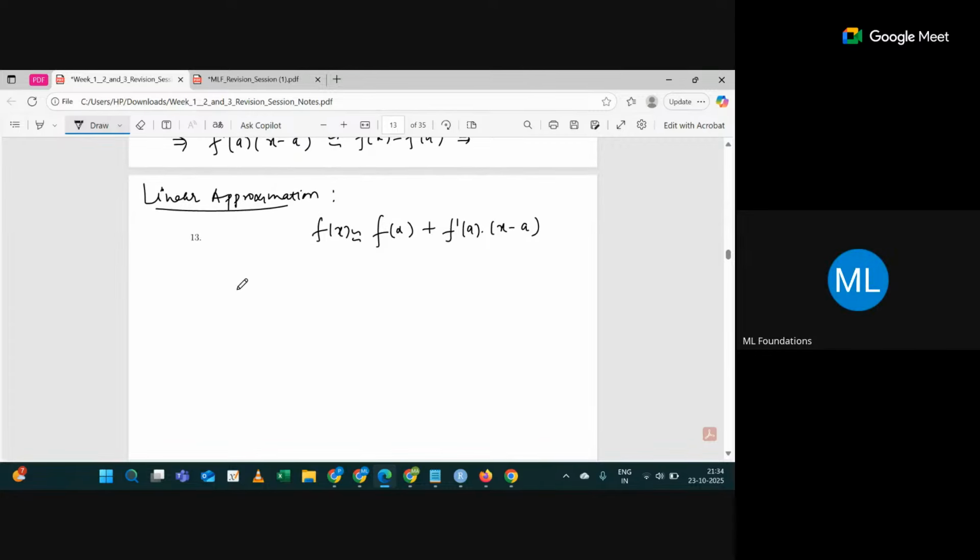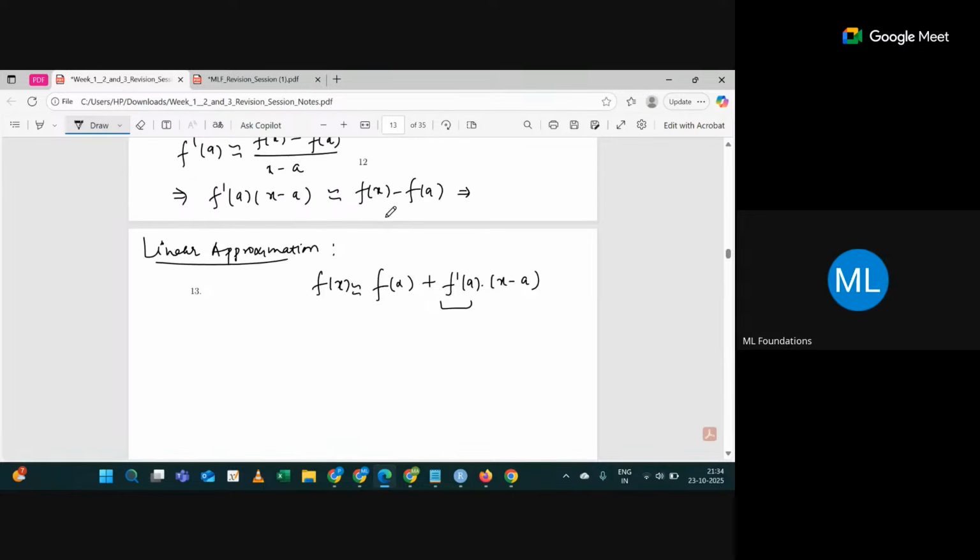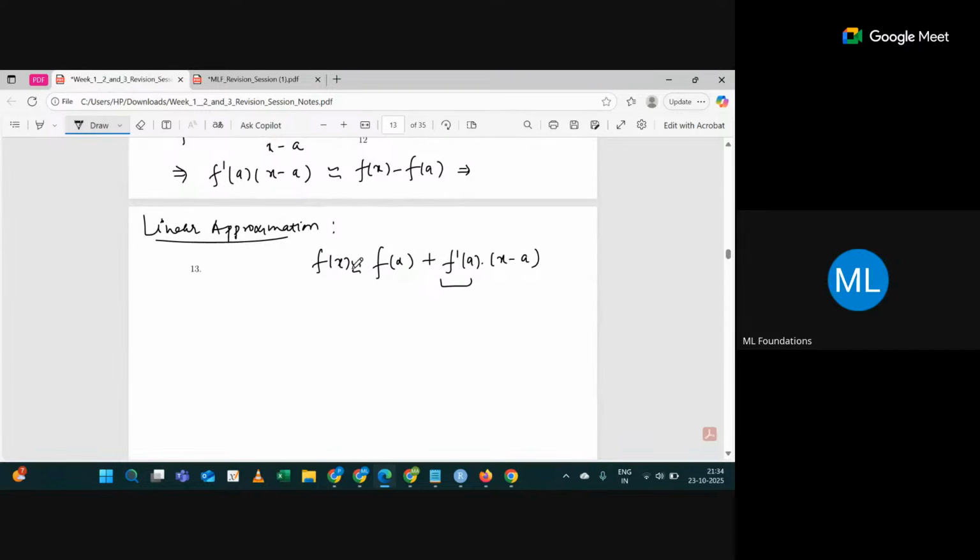Near a, you can see, around a. So what is the idea about linear approximations? Basically you can approximate the behavior of a function at a point with the help of its derivative. You want to know how the function behaves. This is approximately equal around a.